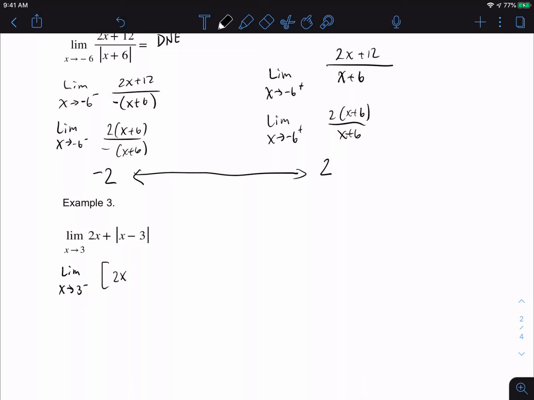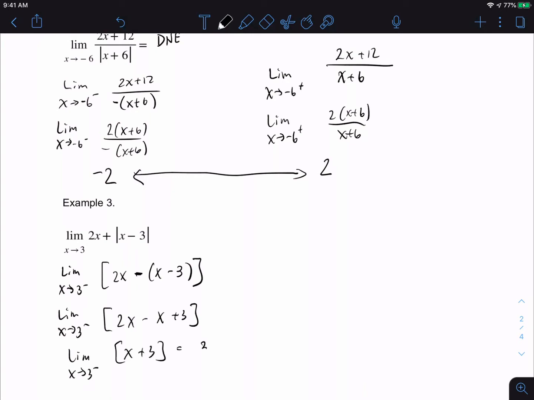Negative. It's going to be negative, so I got to use the negative case, and then I'm going to go x, x minus 3, right? And now I can distribute, and I'm going to get the limit as x approaches 3 from the left of 2x minus x plus 3, which is going to give me the limit as x approaches 3 from the left of x plus 3. Now with substitution, I'm going to get 3 plus 3, which gives me 6. Do you guys agree? Okay.